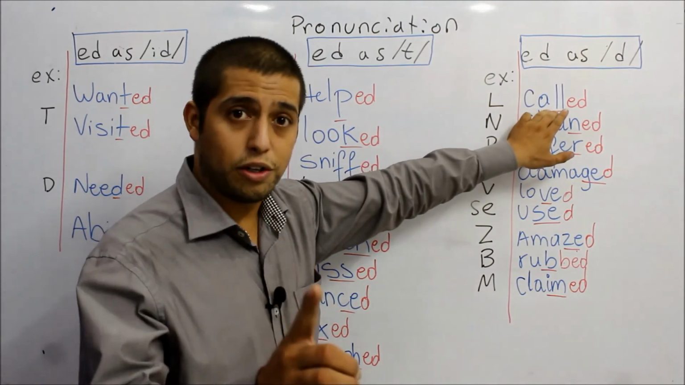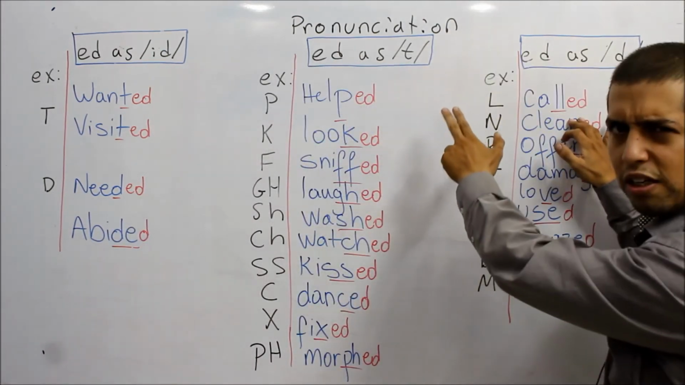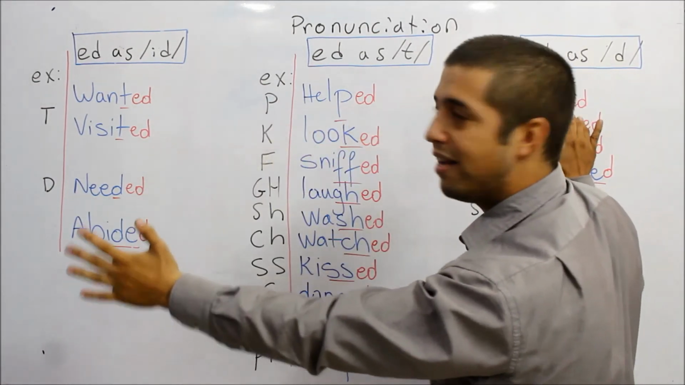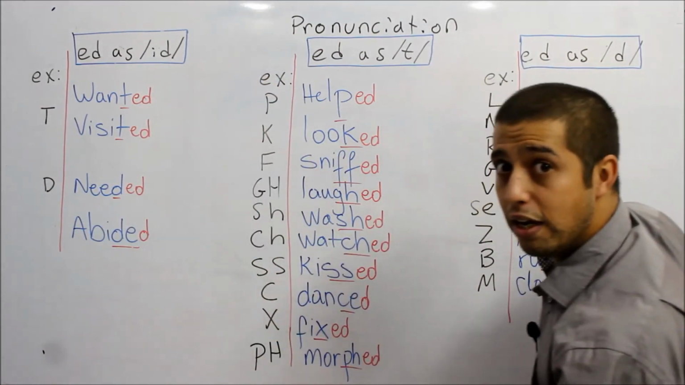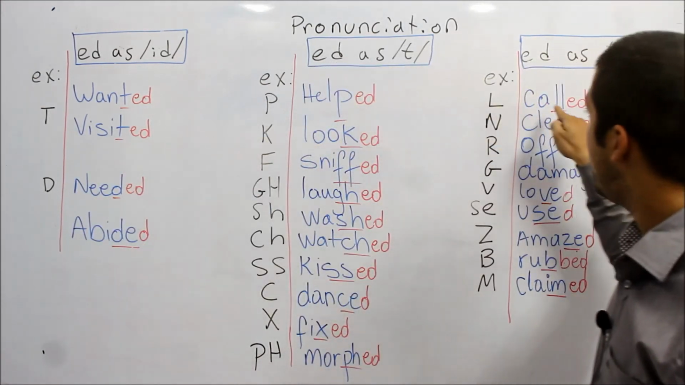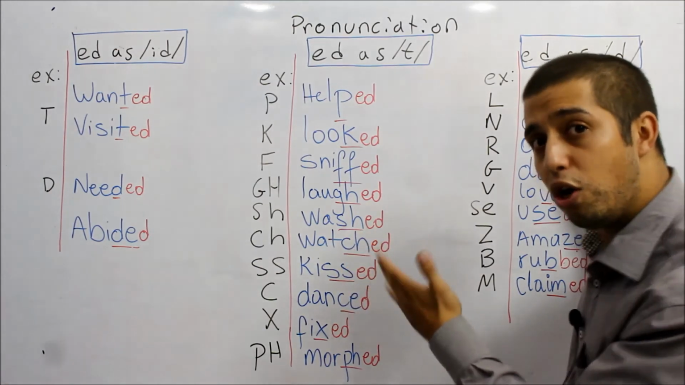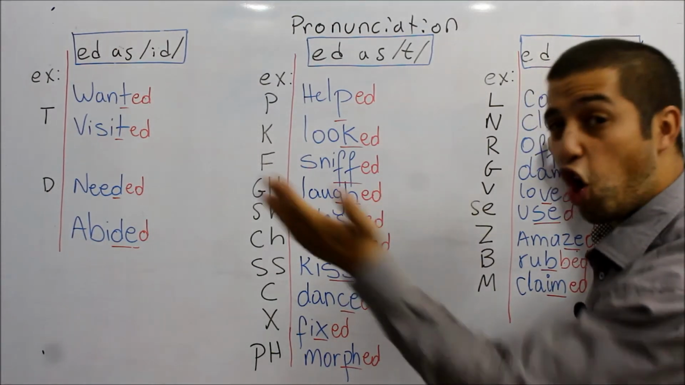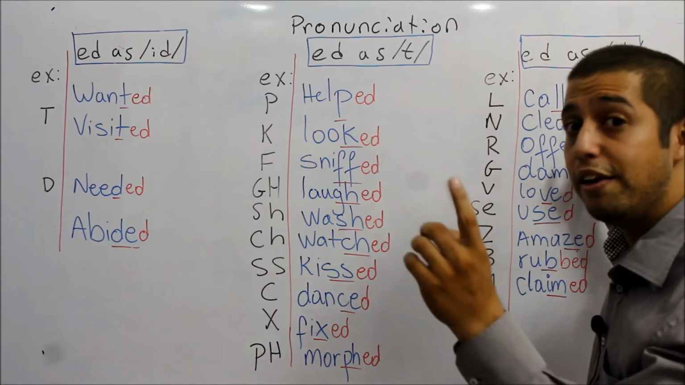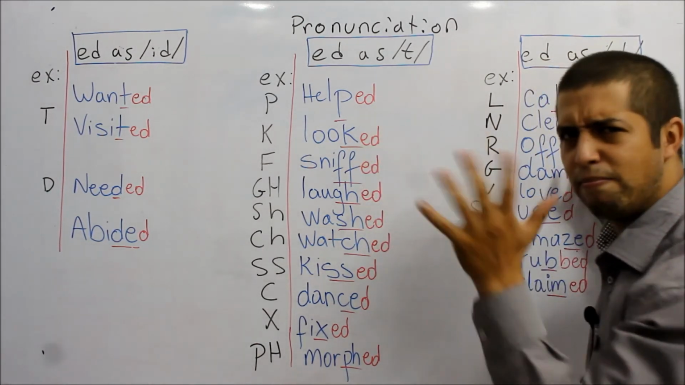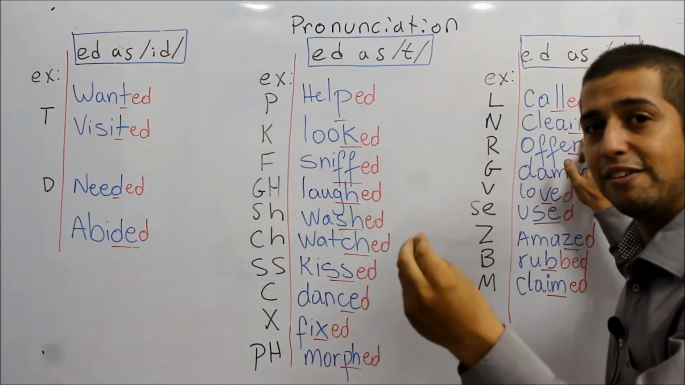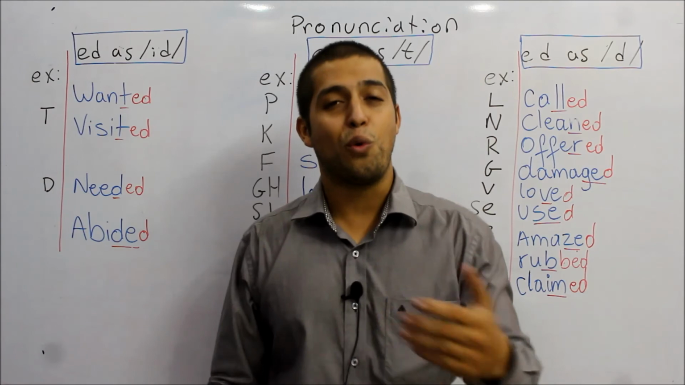This is called, it is not cult, and it is not called. Many students say called, but it's not called. Why? Because it does not end with T or D. It ends with an L. Called, called, cult, called, called, cleaned, cleaned. Cleaned? No, cleaned, cleaned.